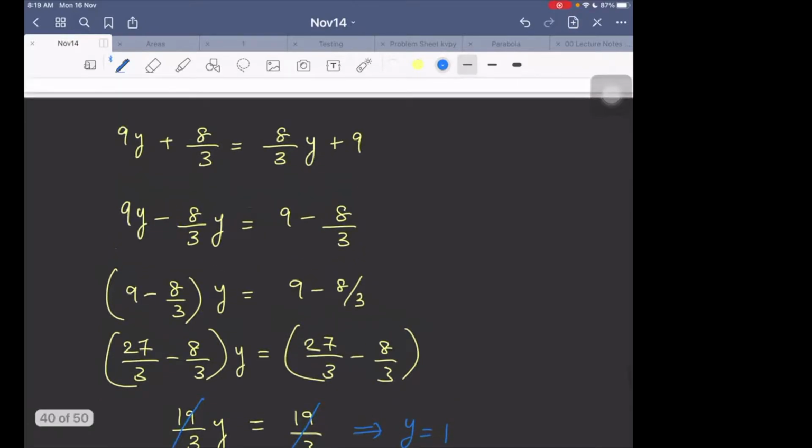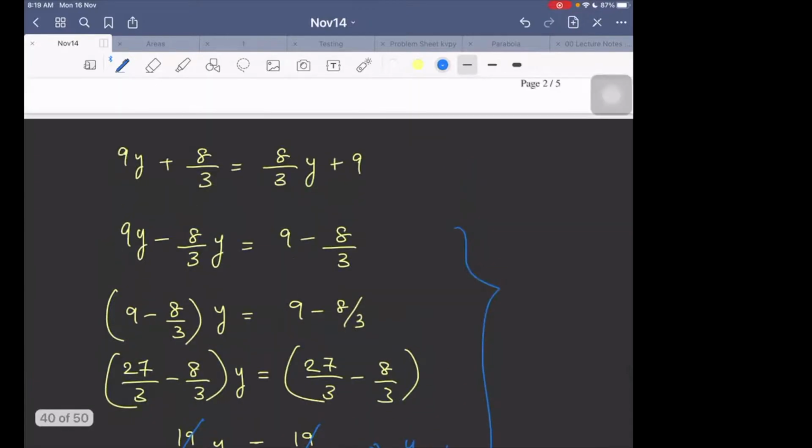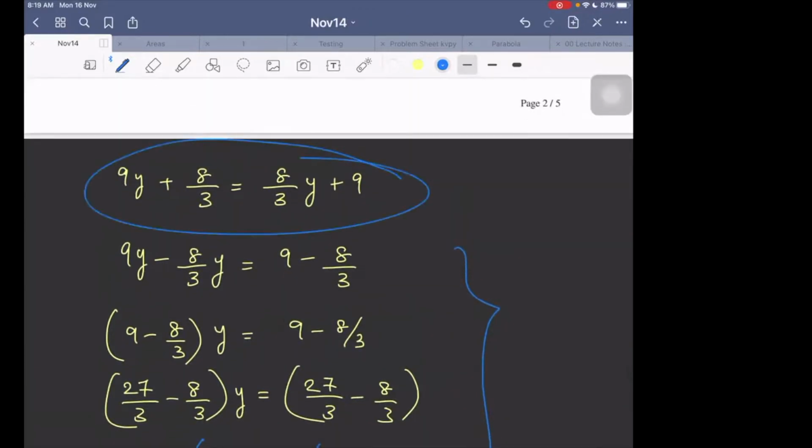But you don't have to do all these steps. See, observe this question. Have a look at this question. Just stare at it for some 10 seconds. You stare at the question for 10 seconds and it is immediately understood that y is equal to 1 is a solution.